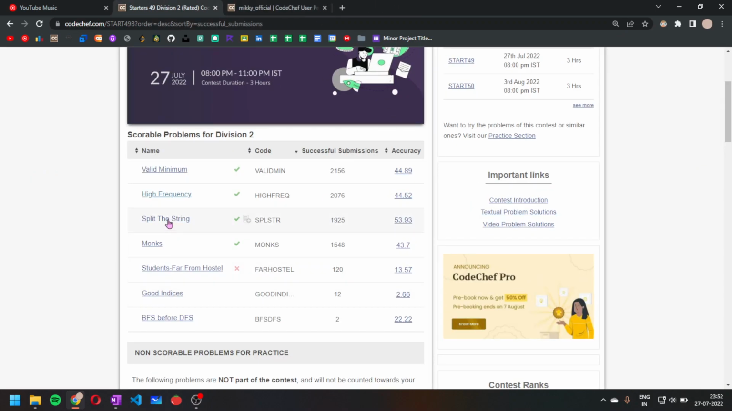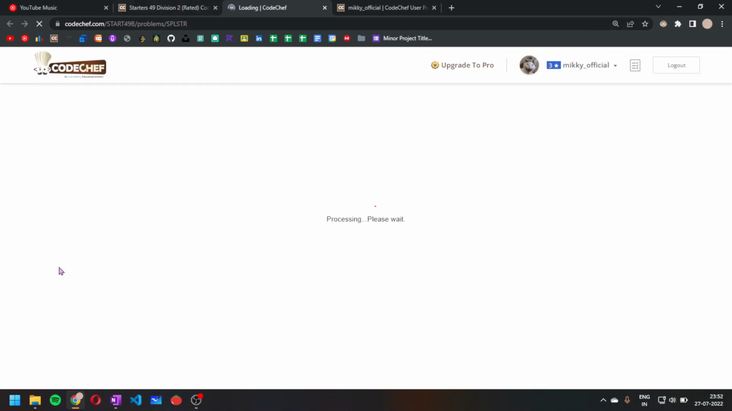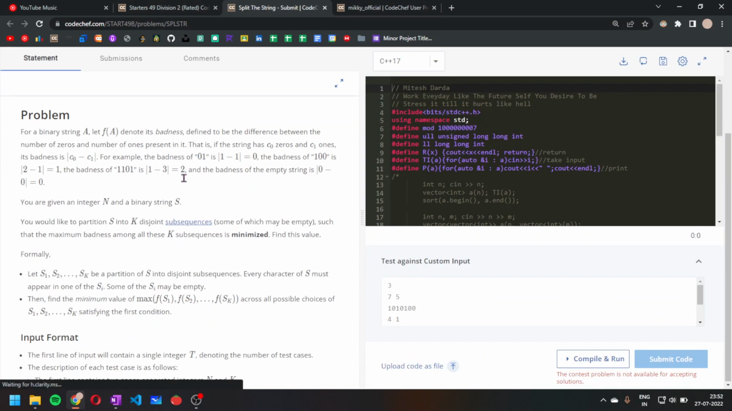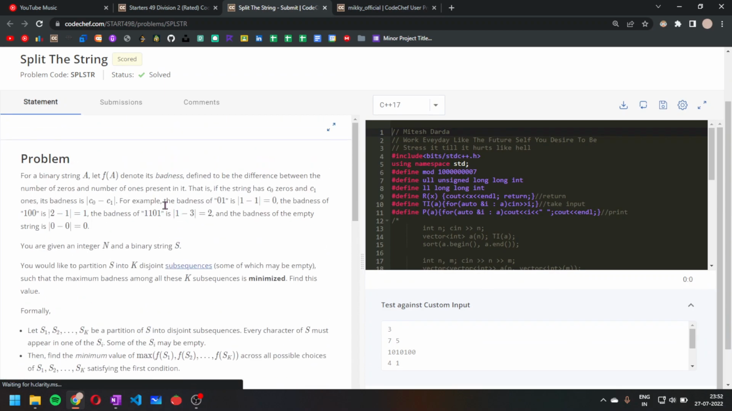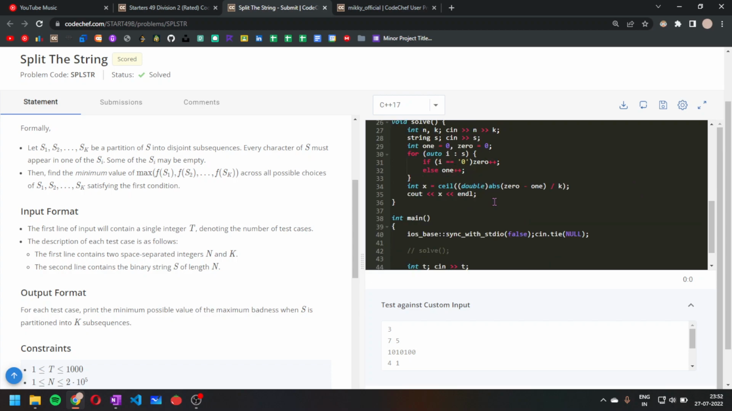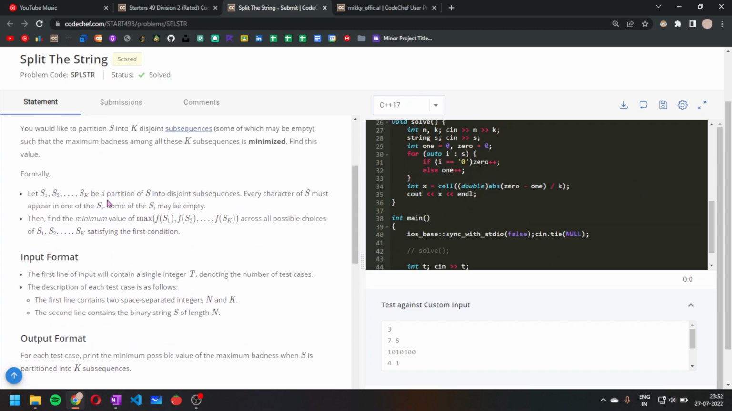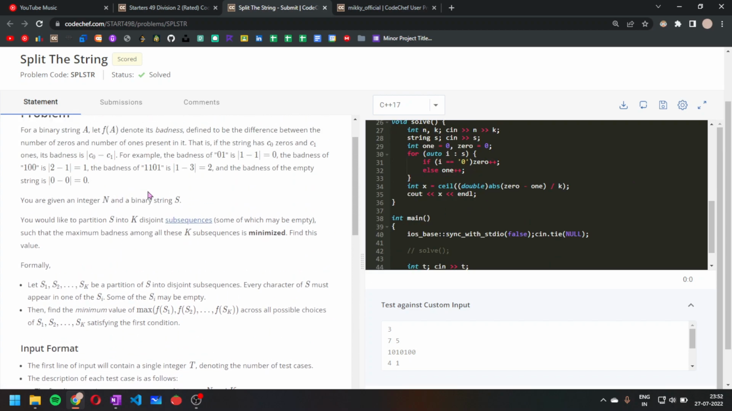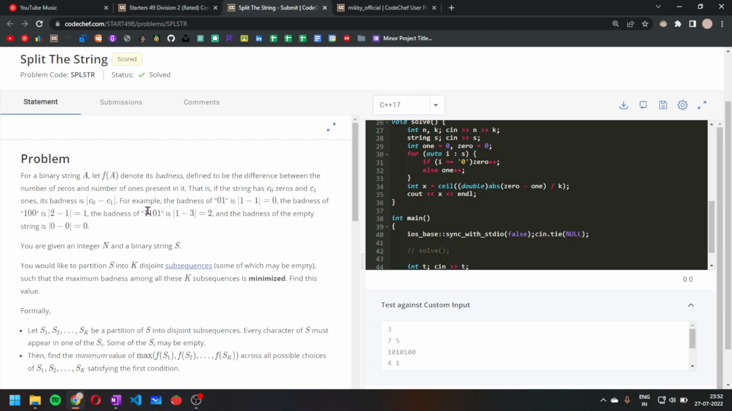Let's talk about the third question. Now, split the string. So we have been given a problem, split the string. So basically what we have been given is a binary string, and they have given us the badness of a string. All right, badness of a string or badness of a substring.